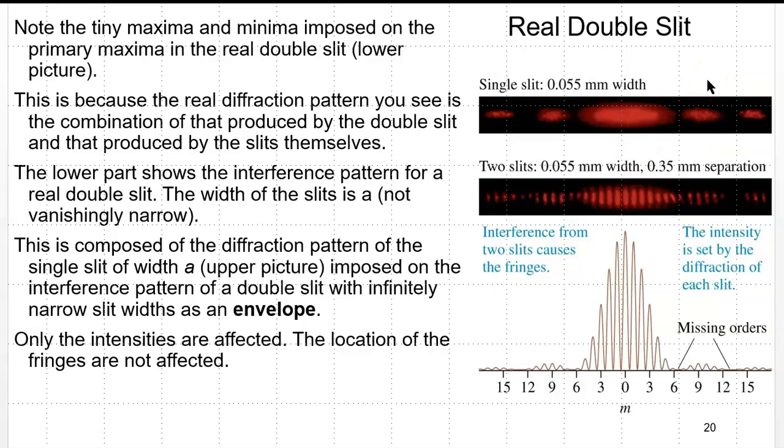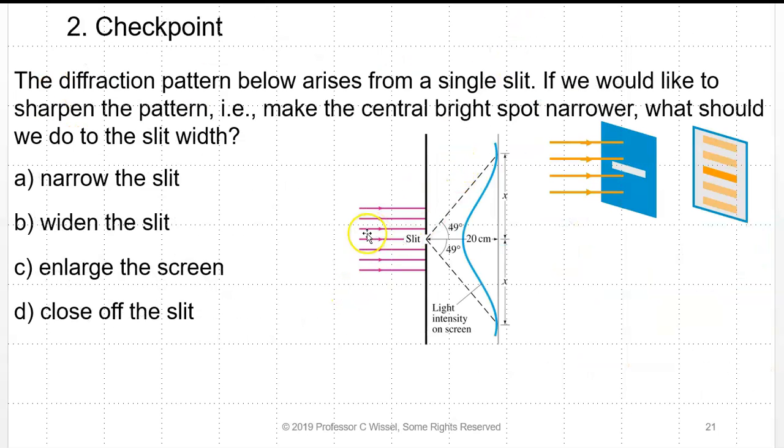The lower part shows the interference pattern for a real double slit. The width of the slits is not vanishingly narrow. This is composed of the diffraction pattern of a single slit of width a, that's the upper picture, imposed on the interference pattern for the double slit down below with infinitely narrow slits. And of course, that'll become the envelope. Only the intensities are affected. The location of the fringes is not affected. That's a good thing.